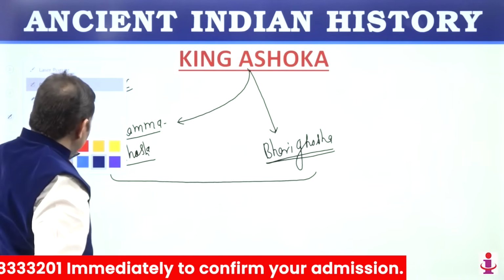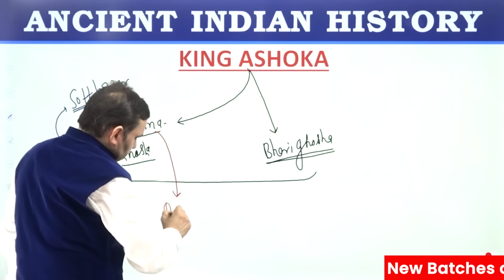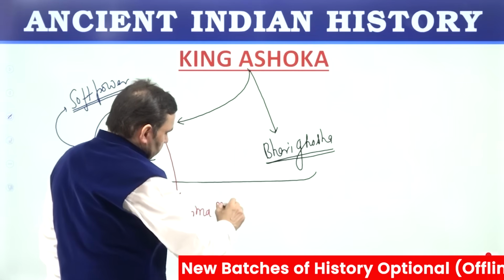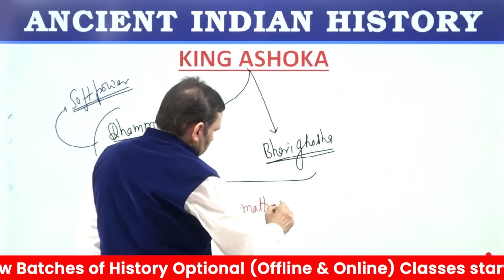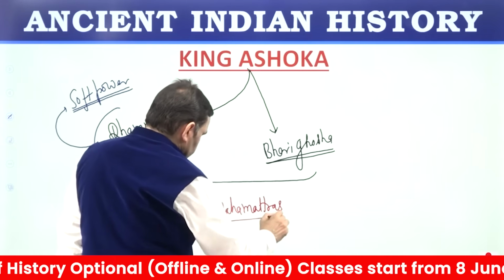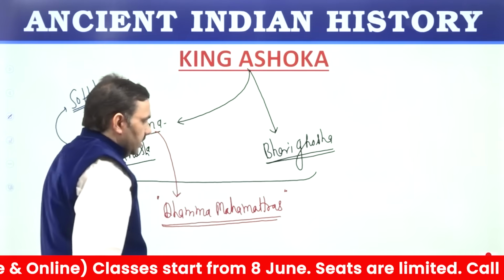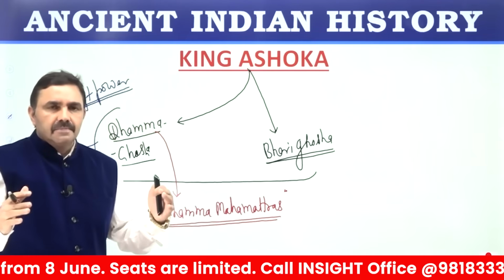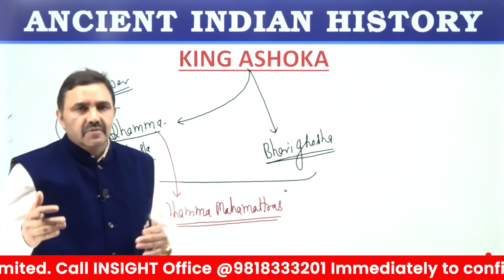To spread the message of Dhamma, Ashoka appointed Dhamma Mahamatras. Dhamma Mahamatras were a special class of officers appointed by Ashoka for the spread of the message of Dhamma among the people. Dhamma means ethical moral code of conduct. It was basically a set of guidelines for the people.